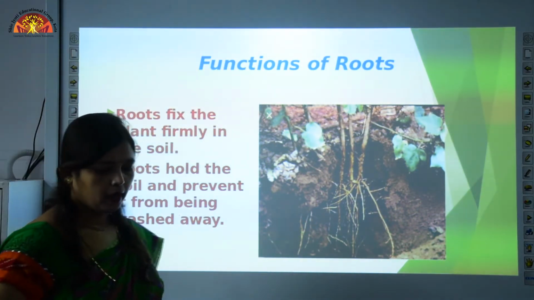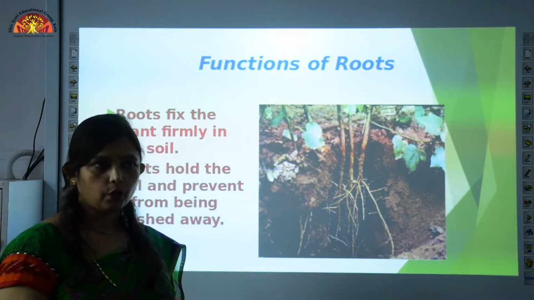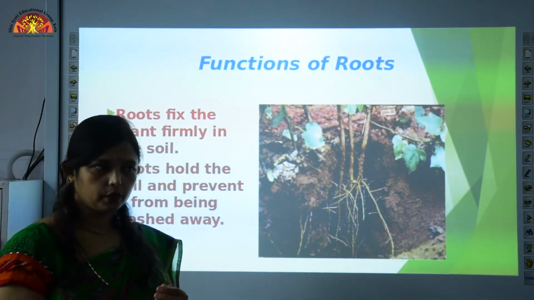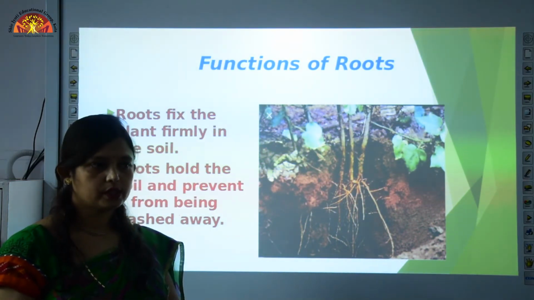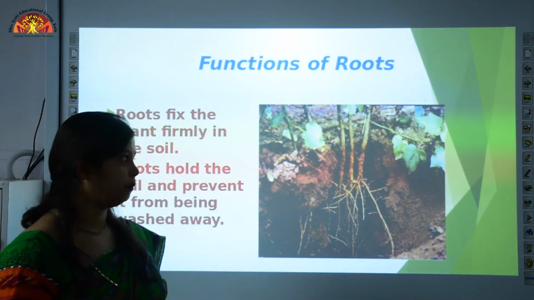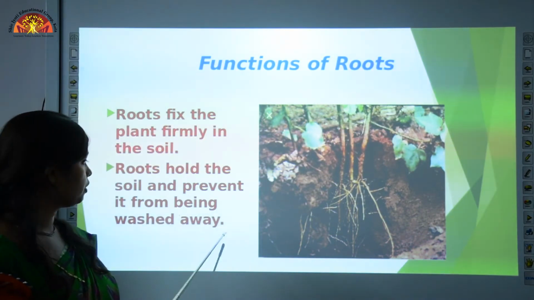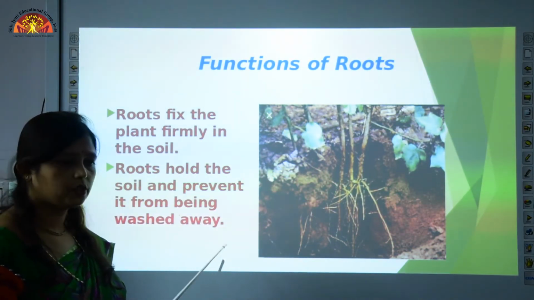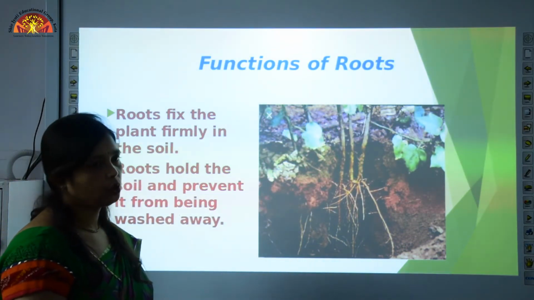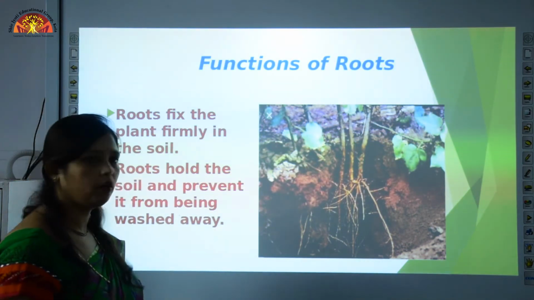Now here, as we grow the plant, as we grow it from a small plantlet, you can see the roots start growing downward, and these roots extend into the soil and they hold the soil firmly, and they prevent soil from being washed away. And how is the soil washed away? Whenever there are strong winds and heavy rains, the soil can be washed away. So roots prevent this washing away of soil.